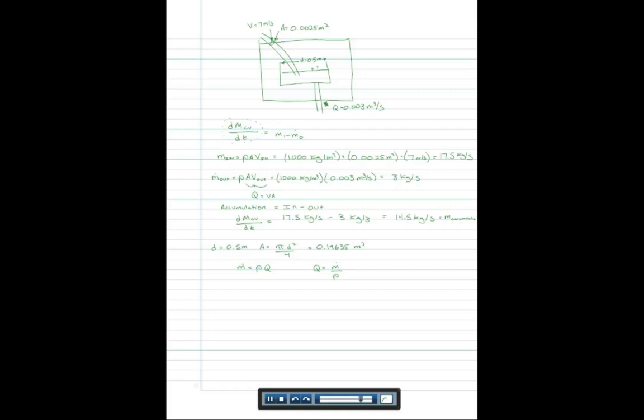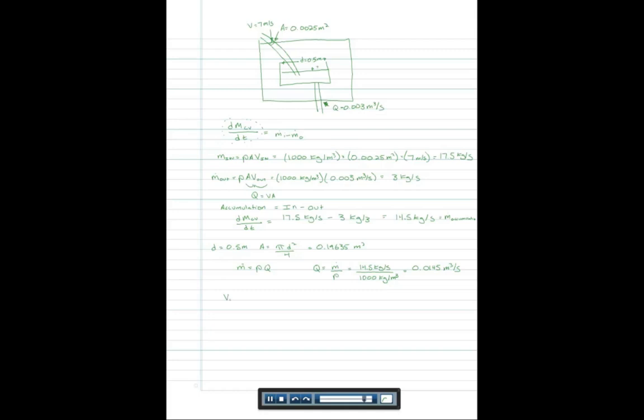And so if we want to know at what volumetric flow rate mass is accumulating inside of the tank, then that would be 14.5 kilograms per second divided by 1,000 kilograms per cubic meter. And so therefore we get 0.0145 cubic meters per second.